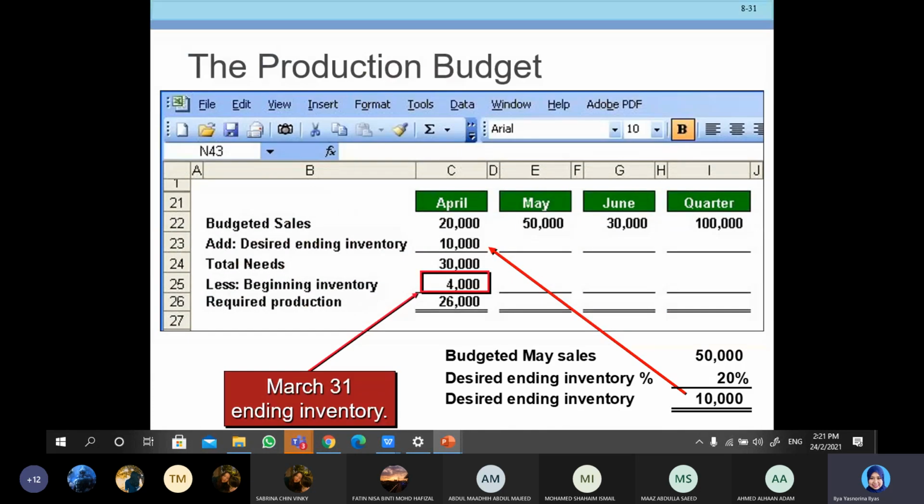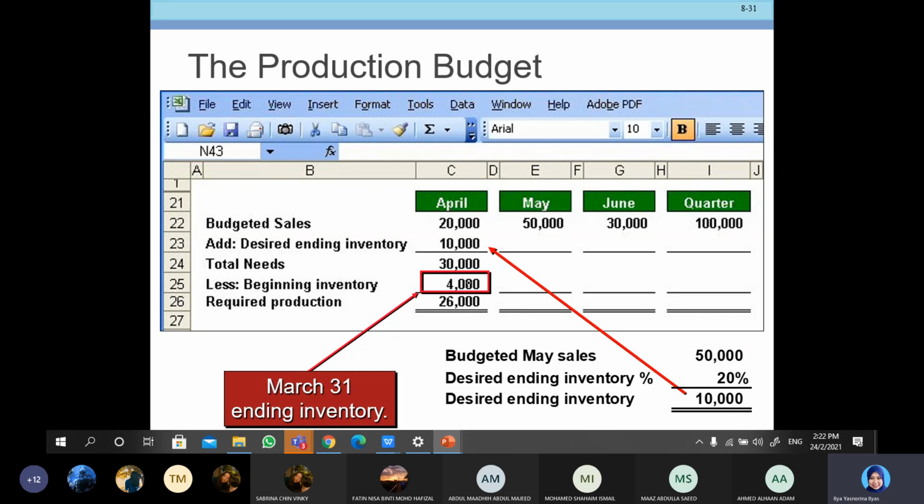Now we look here, 10,000. How do we get this 10,000? 20% of net sales for May. So 50,000 times 20% gives 10,000, and we put it here. Then we get total need of 30,000. Then we less beginning inventory. How do we get this? In the question, they already give you 4,000 as ending inventory on March 31st. On the 1st of April, it will be your beginning inventory.